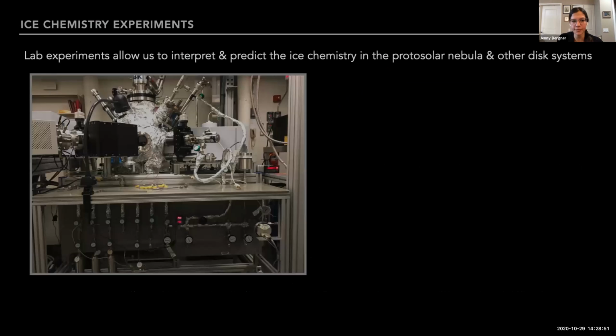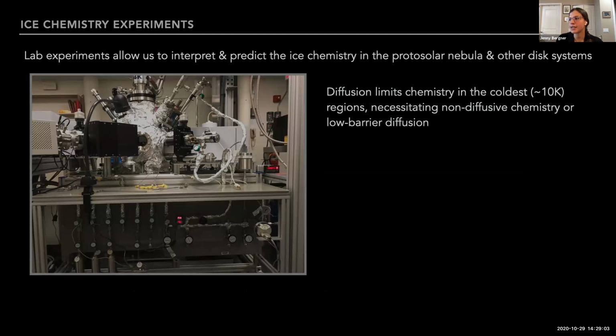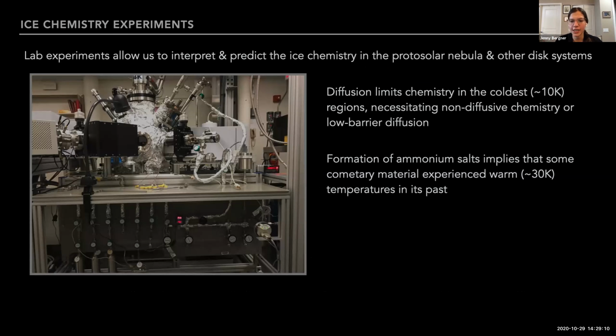So just to sort of summarize, we've seen that these lab experiments can allow us to interpret and predict the ice chemistry that went on in our own solar nebula and that's actively going on in other disk systems. So we expect that most chemistry will be diffusion limited in the very coldest regions. But this can actually tell us something if we identify the products of this sort of diffusion limited chemistry in relics of our own early solar system.